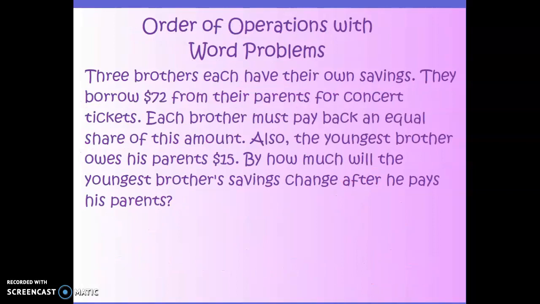Okay, here's our next example. 3 brothers each have their own savings. They borrow $72 from their parents for concert tickets. Each brother must pay back an equal share. Okay, so we're going to make it equal, and there's 3 brothers of this amount. Also, the youngest brother owes his parents $15. By how much will the youngest brother's savings change after he pays his parents?